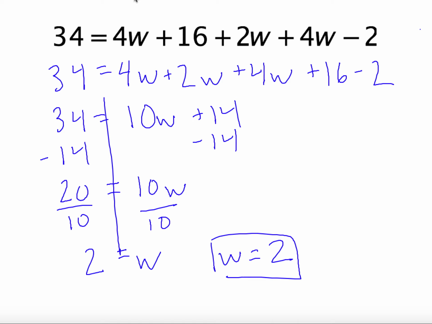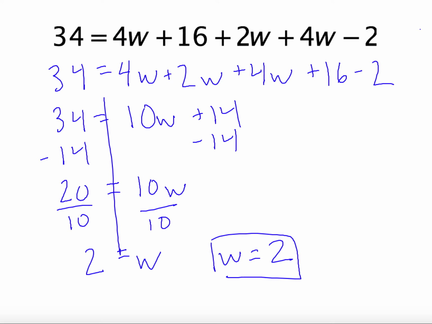Checking to see that that works out. 4 times w is 8. 8 plus 16 is 24. 24 plus 2 times 2 is 24 plus 4, which is 28. 28 plus 4 times 2 is 28 plus 8, which is 36. And 36 minus 2 is 34. Hooray. Generally, we do not require the check to be written out for this complicated of an equation, but we could. And again, it's suggested that you at least check it in your head to make sure that it works.